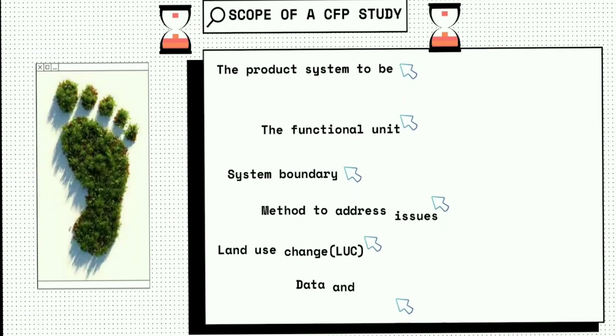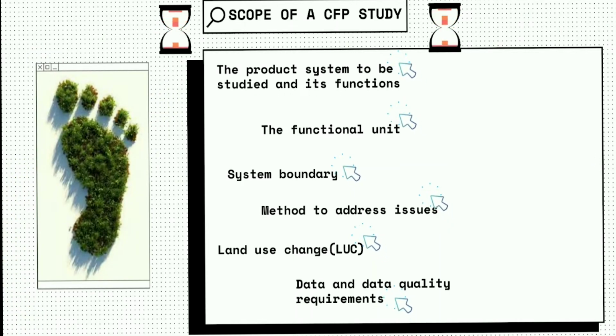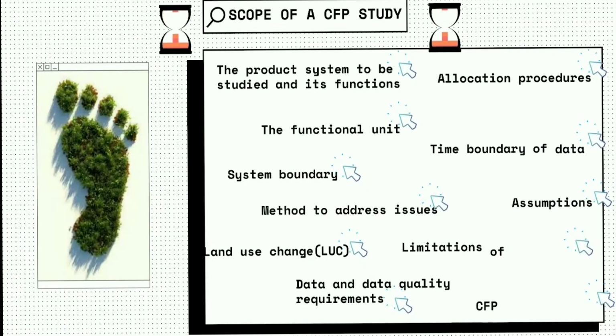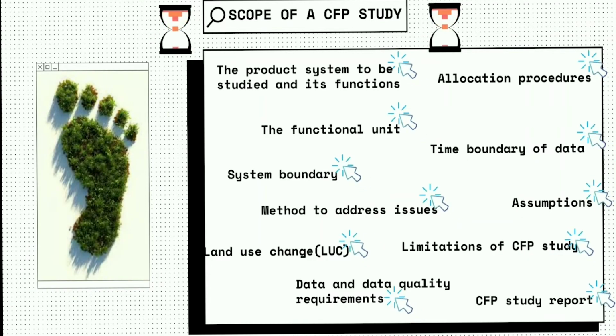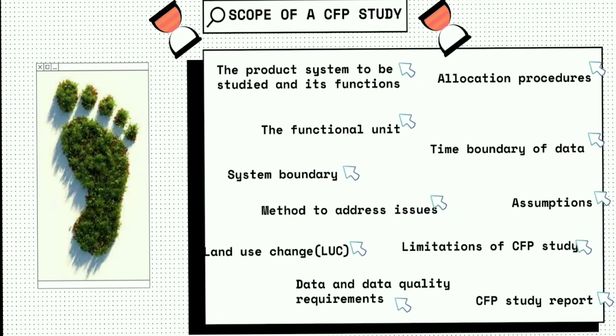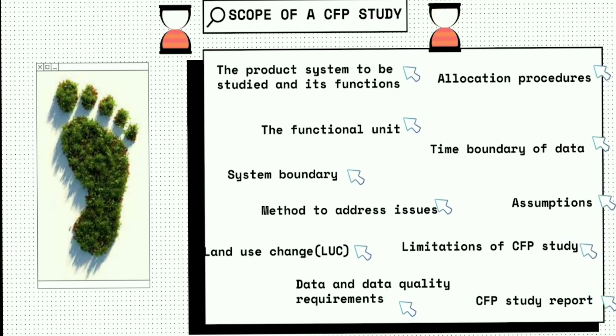Next is the scope of the CFP study. There are 11 scope items in a CFP study. The first is the product system to be studied and its functions. Next is the functional unit, followed by the system boundary. The fourth is the method to address issues, and the fifth is land use change, LUC. The next is data and data quality requirements. Allocation procedures. Time boundary of data. Assumptions. Limitations of the CFP study and the CFP study report are also part of the scope.